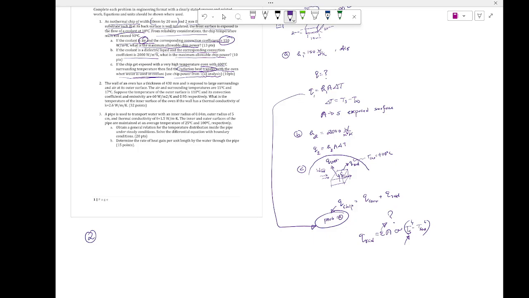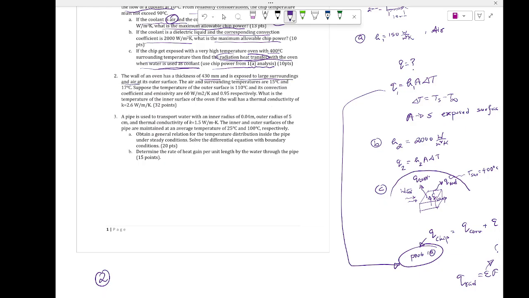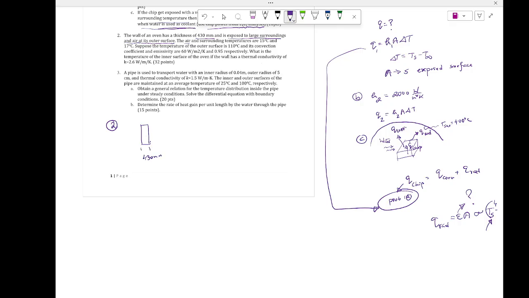All right, so the second problem says a wall of an oven has a thickness of 430 millimeter and is exposed to a large surrounding and air at the outer surface. Let me start to draw while I'm talking. So number 2, let me start to solve it here. You have a wall of an oven with a thickness of 430 millimeter exposed to a large surrounding of air at the outer surface, with air and surrounding temperature.